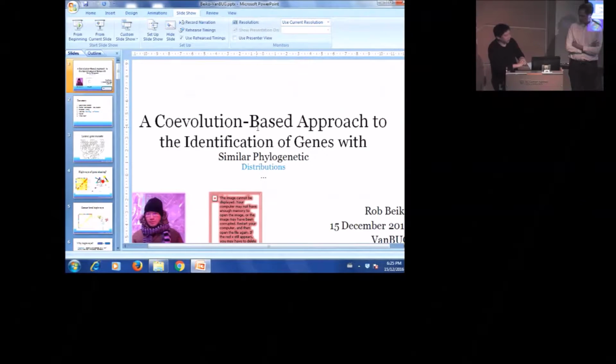And he's also contributing to the bioinformatics community in Canada through his involvement in Canadian bioinformatics workshop training and also in a steering committee for computational biology and bioinformatics in Canada. So today he's going to talk about a coevolution-based approach to the identification of genes with similar phylogenetic distributions.